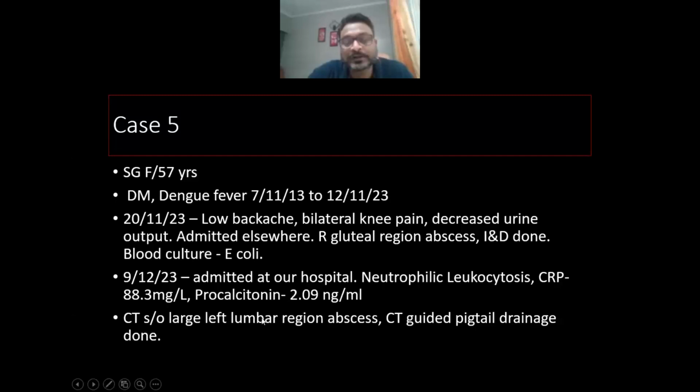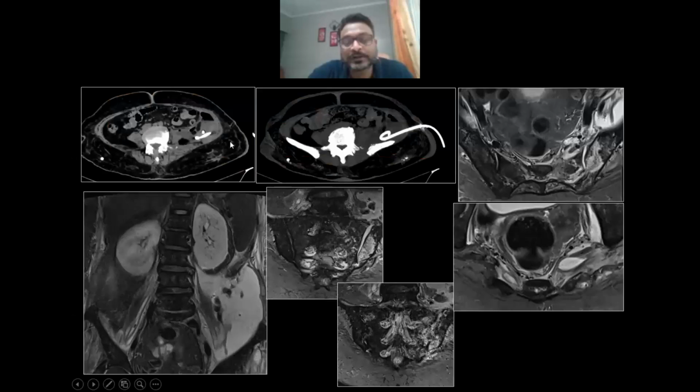A CT was done to look at the status of the infection, and it showed a large iliopsoas region abscess, for which a pigtail drainage was also done. So this is just to show you the pigtail drainage catheter in that large iliopsoas abscess. But we wanted to evaluate the cause of the iliopsoas abscess, and therefore we went ahead and did the MR, and lo and behold, there was no involvement of the vertebra there. This was not an infective spondylodiscitis from the vertebra and then iliopsoas abscess.